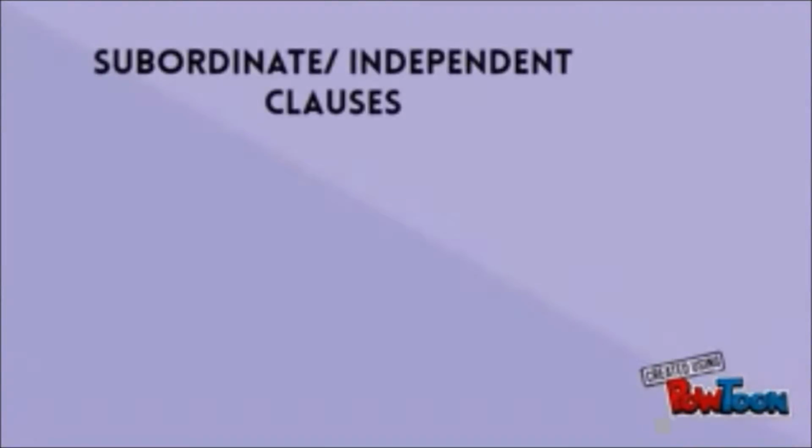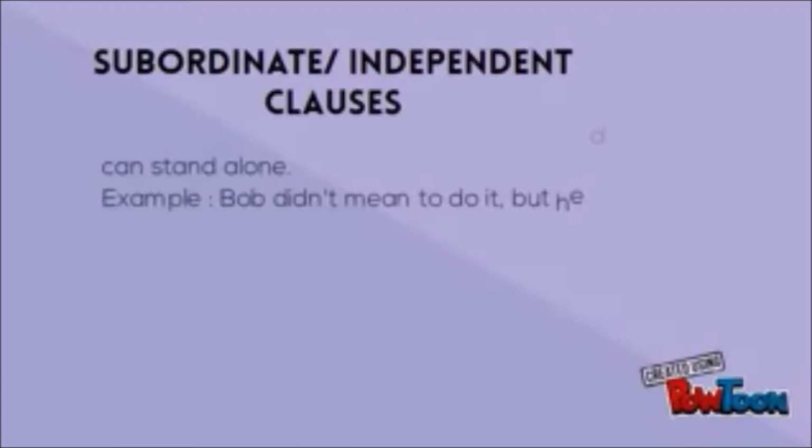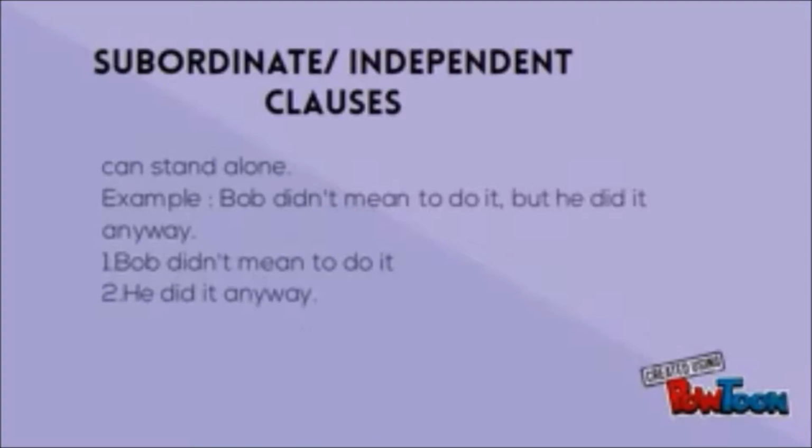Next is the independent clause, which is a clause that can stand alone. For example, Bob didn't mean to do it, but he did it anyway. So Bob didn't mean to do it can stand alone, and he did it anyway can also stand alone.